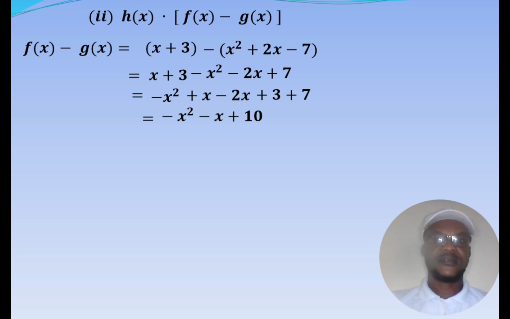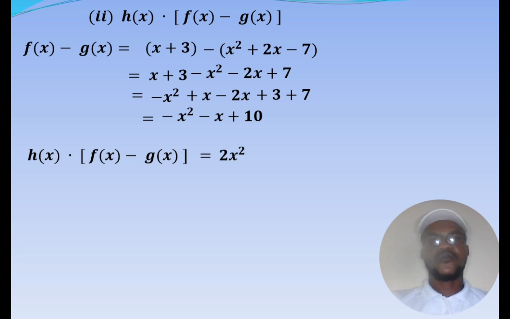The question says that we should multiply h of x by the difference of f of x and g of x, and we have gotten f of x minus g of x. So what do you do again? All right, good. So this is what we are looking at. What is h of x? h of x is given as 2x squared, which is going to multiply f of x minus g of x, which is given as negative x squared minus x plus 10.